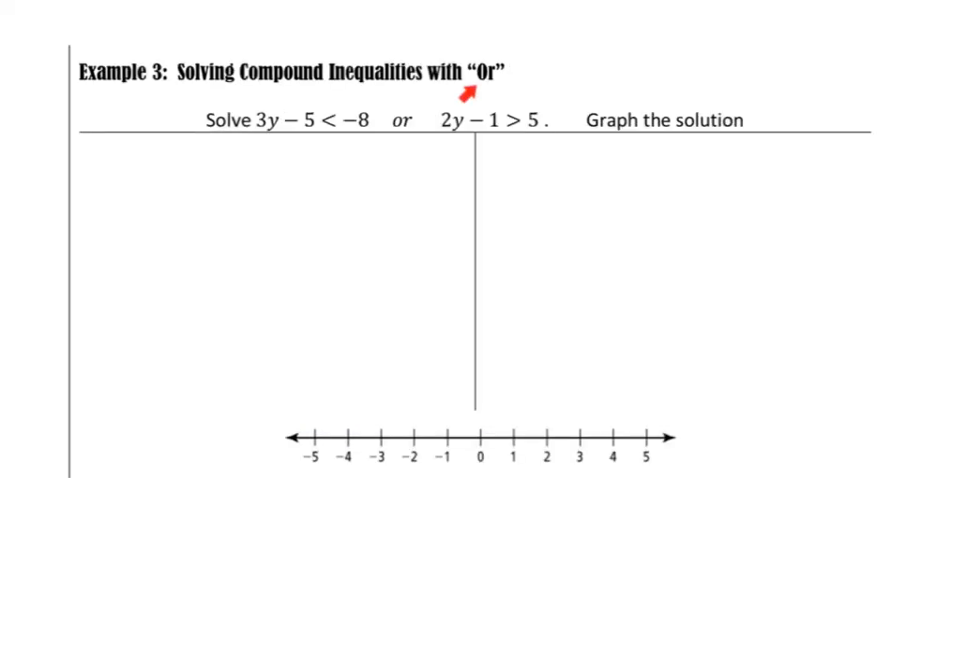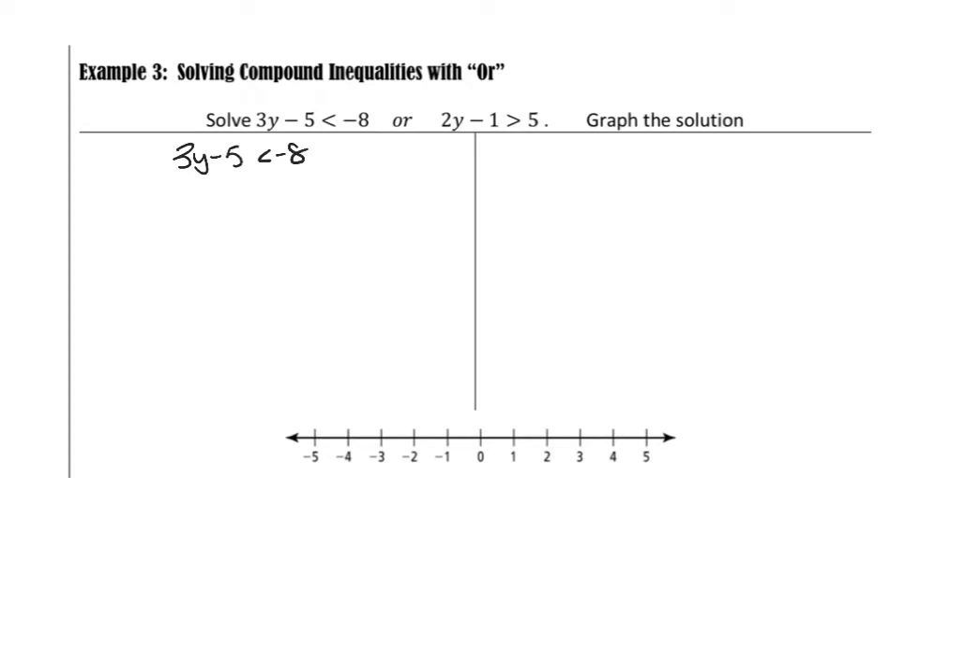Next, we're going to solve OR inequalities. They look a little bit different because they're already separated for us. So those ones we just solve separately. So the first inequality is 3y minus 5 is less than negative 8.